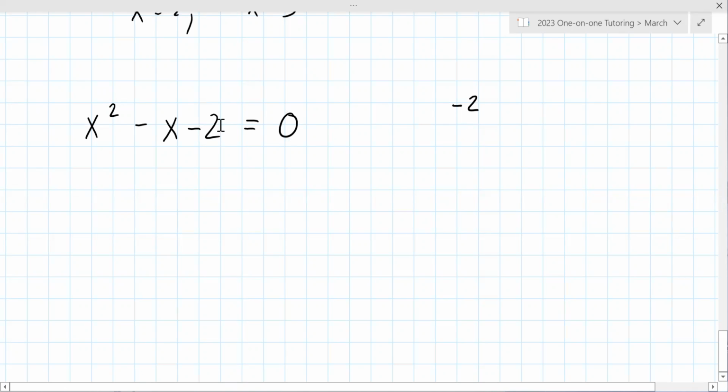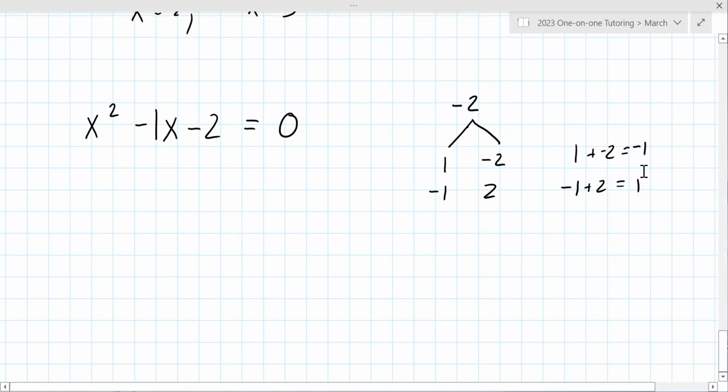Okay. So the challenging part of this one is that to get to negative 2, it's either 1 and negative 2 or negative 1 and 2. One's positive and one's negative. Now, which of these add up to the middle number, negative 1? The one's positive, one's negative. So 1 plus negative 2 gets you to negative 1.